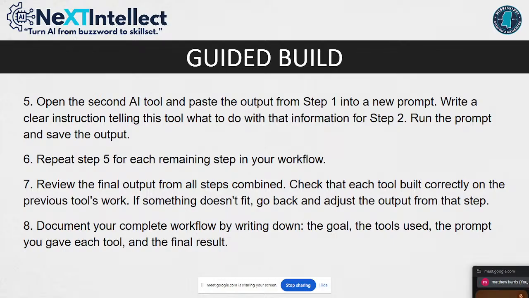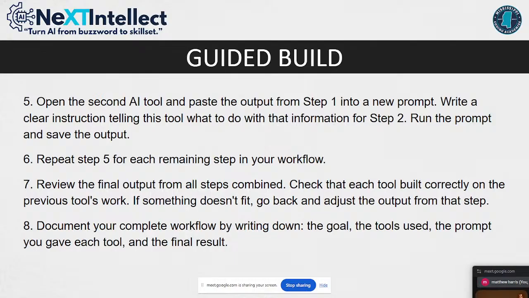Then you'd open the second AI tool, or you already had it open, change tab, and paste the output from step 1 into a new prompt. Write a clear instruction telling this tool what to do with that information for step 2. Run the prompt and save the output. Repeat step 5 for each remaining step in your workflow.